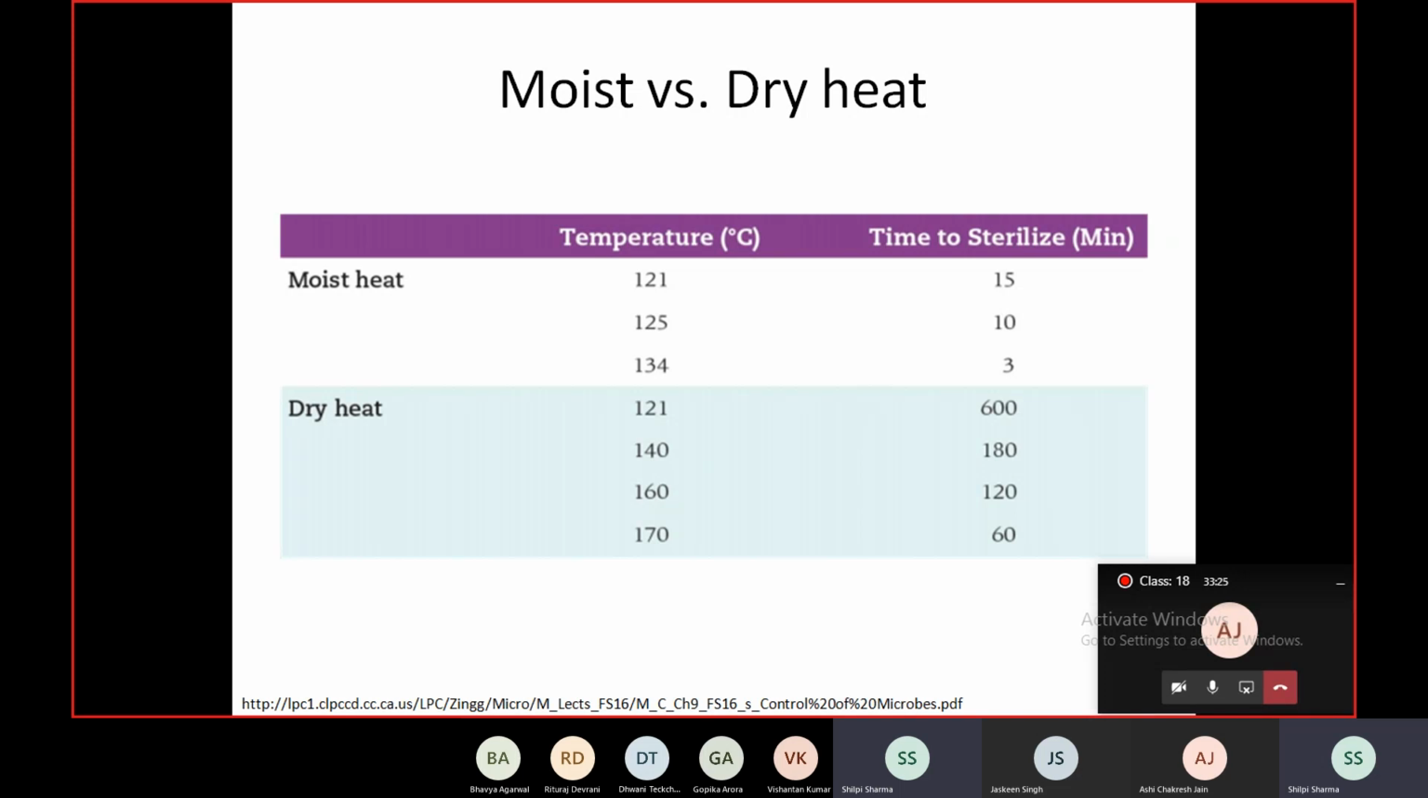In fact, if you remember the scale of resistance that I showed, the most resistant were prions, and if you use moist heat, even prions can be destroyed at about 132 degrees, approximately 5 hours. But like I said, of course, it cannot be used for instruments which are prone to corrosion or for some specific chemicals which are heat sensitive, moist heat sensitive.